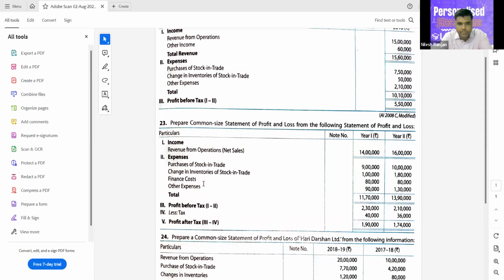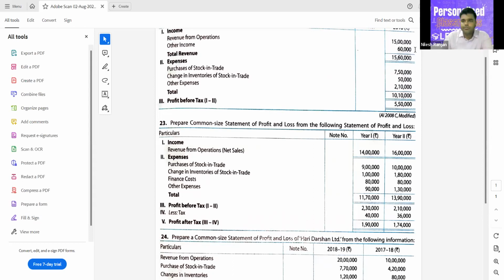Okay, income is given, revenue from operation 14 lakh, 16 lakh, purchase of stock in trade 9 lakh, 10 lakh, and change in inventory of stock in trade 1 lakh, 1,80,000, finance cost 80,000, 80,000, other expenses 90,000 and 1 lakh 30,000. Total expenses is 11 lakh 70,000 in year one, and in year two it is 13 lakh 90,000. Profit before tax and tax is deducted from the profit before tax, and profit after tax is given.